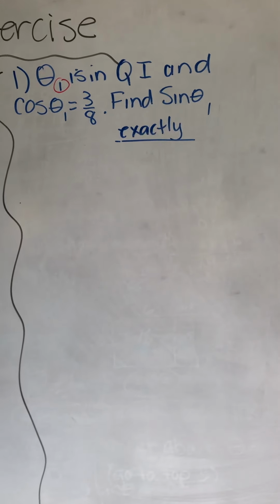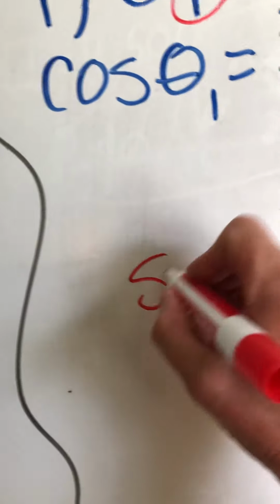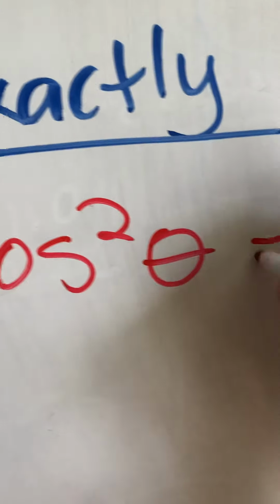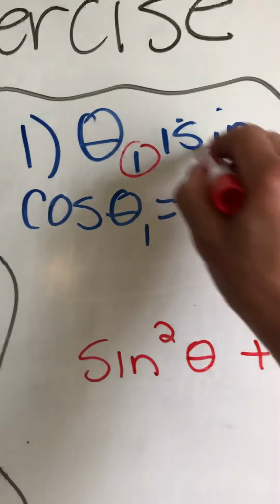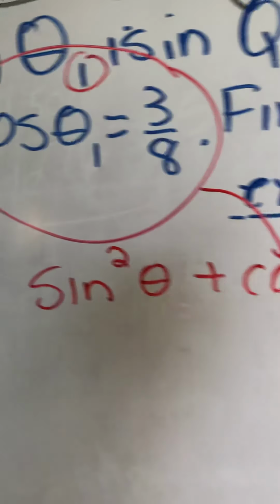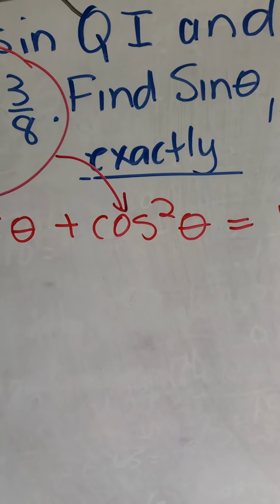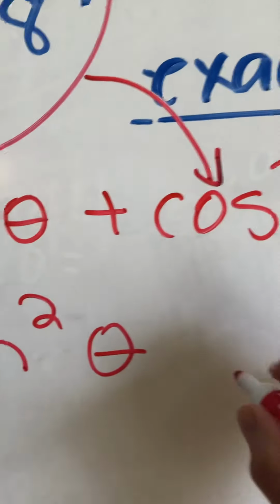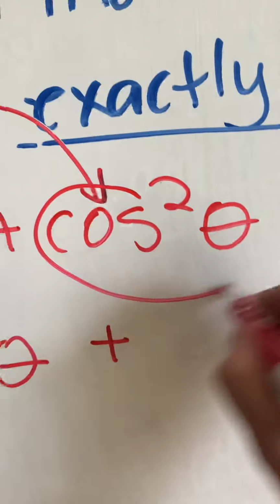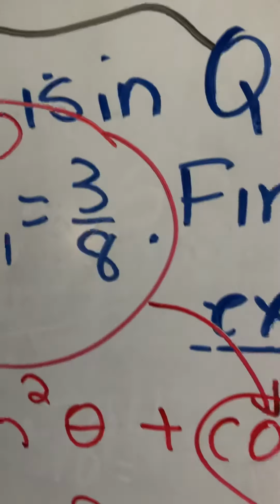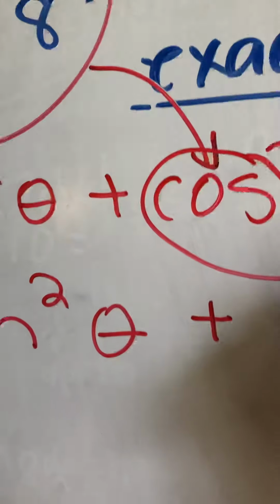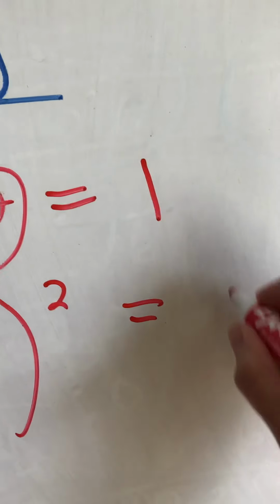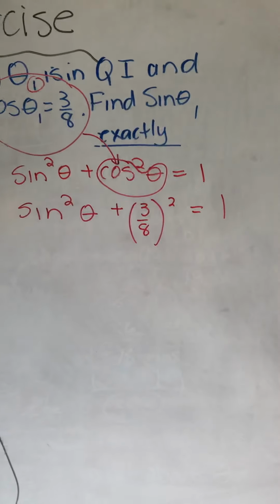So here's what we're going to do. I'm going to write the Pythagorean identity. What they told me is that cosine is 3/8, so I'm going to pop it right in for cosine. So here is sine squared of theta plus, now in cosine, I'm going to put cosine in right there. They told me it's 3/8. There we go. And let's not forget to square it. And that will equal 1. There we go. All we did was pop in cosine.